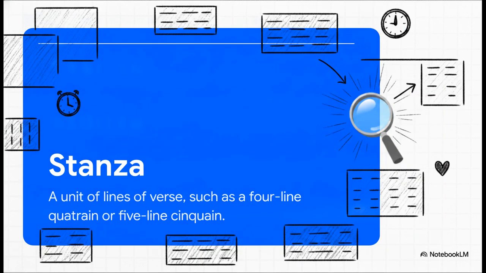And when we group those individual lines together, we get a stanza. Stanzas, like 4-line quatrains or 5-line cinquains, organize lines into distinct thoughts or visual shapes. You can just think of them as the paragraphs of the poetry world. Whenever a poet starts a brand new stanza, they are intentionally signaling a shift to us. Maybe a shift in time, location, emotion, or focus.